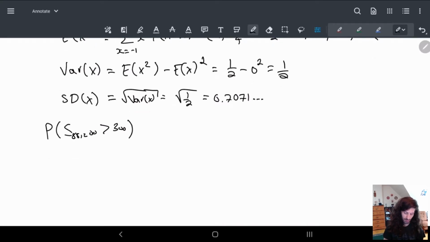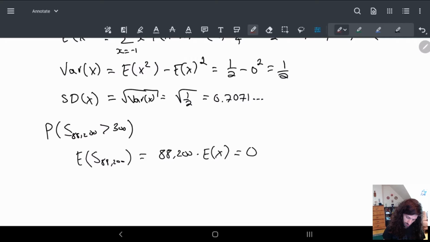So let's calculate the expected value for our S, right? So what is the expected value of S of 88,200? This, from the square root law, we have 88,200 times E of X, which is just 0, right? And this part is equal to 0. So something times 0 is just 0. So kind of nice and easy, eh?